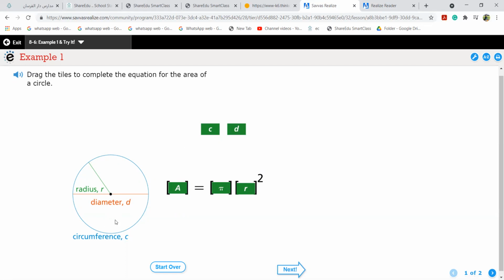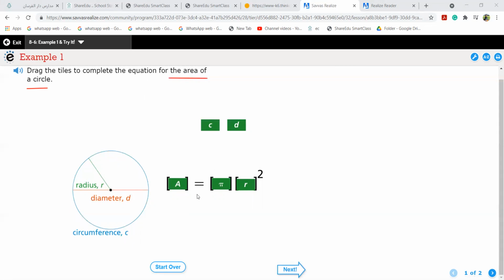That's circumference. But now they ask us the area. The area is pi r square. This is the difference between area and circumference. Area means pi r square. Again I say to you, it's pi r square. It's not r times 2, it is r times r. So let us do it. Start.